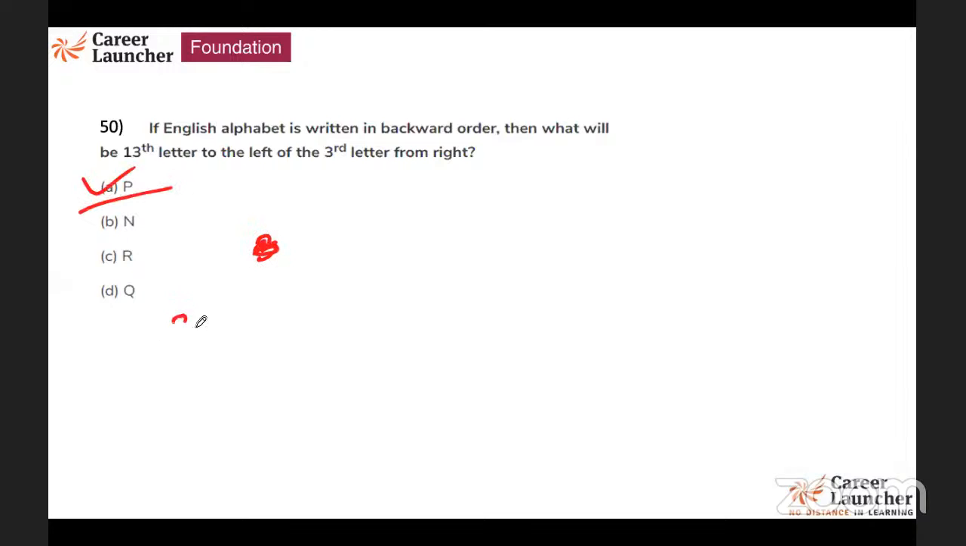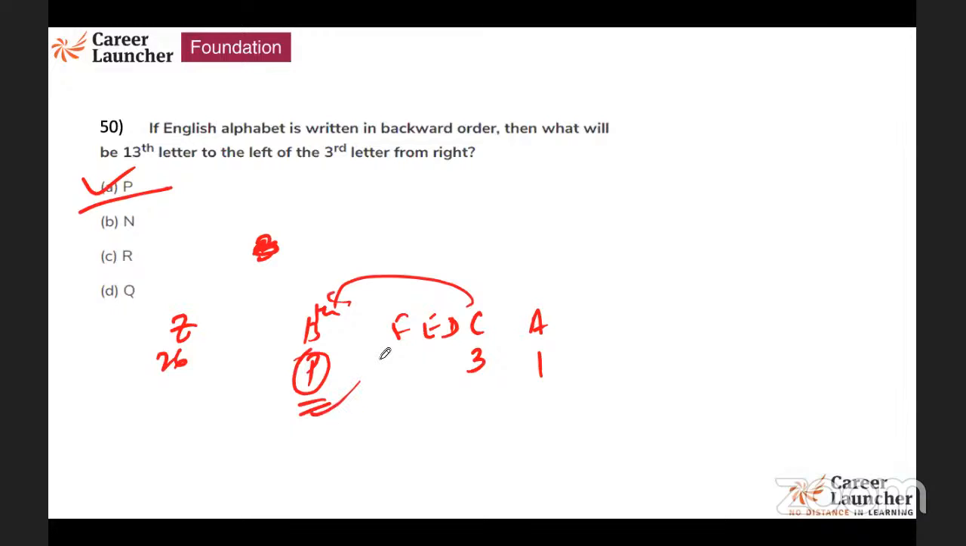So if you write it from Z to A, this is 26 to 1. The third letter is C. Then D, E, F, like this you go. You want the 13th letter, so just count it. You will get P. The 13th letter from here will be the answer P. Very clearly.